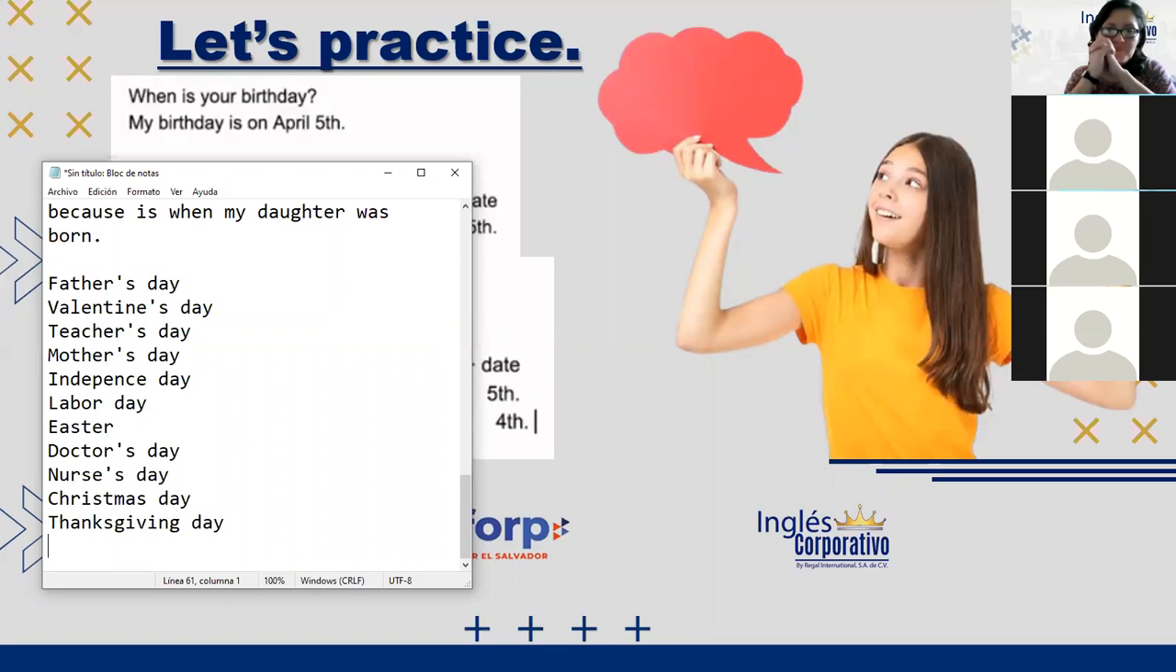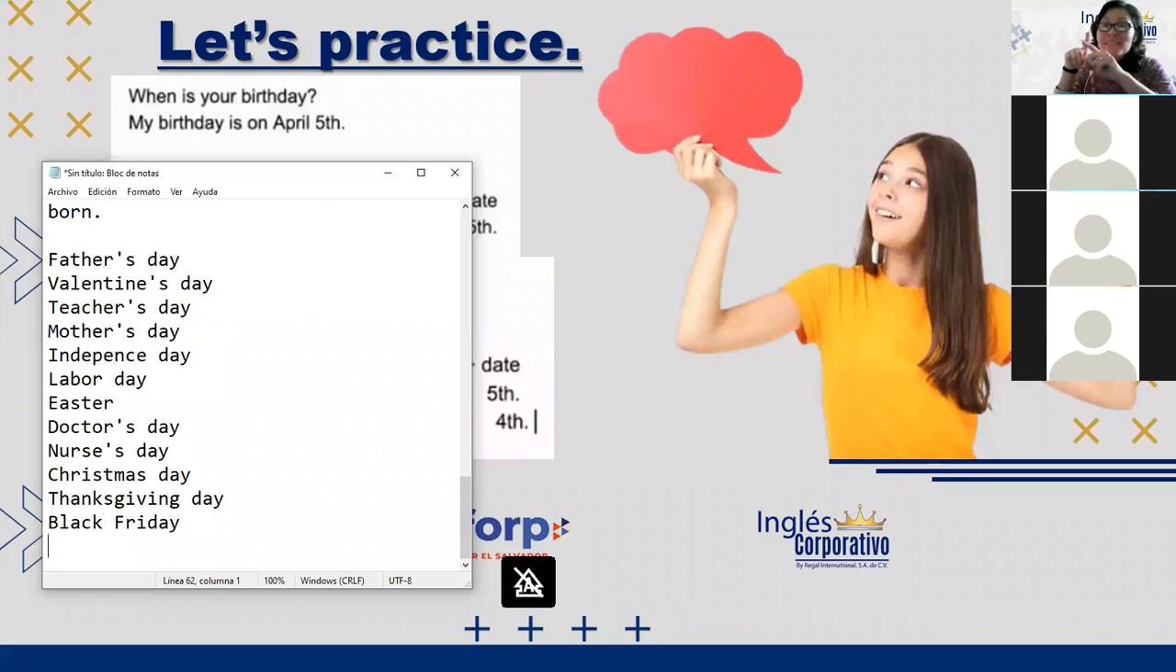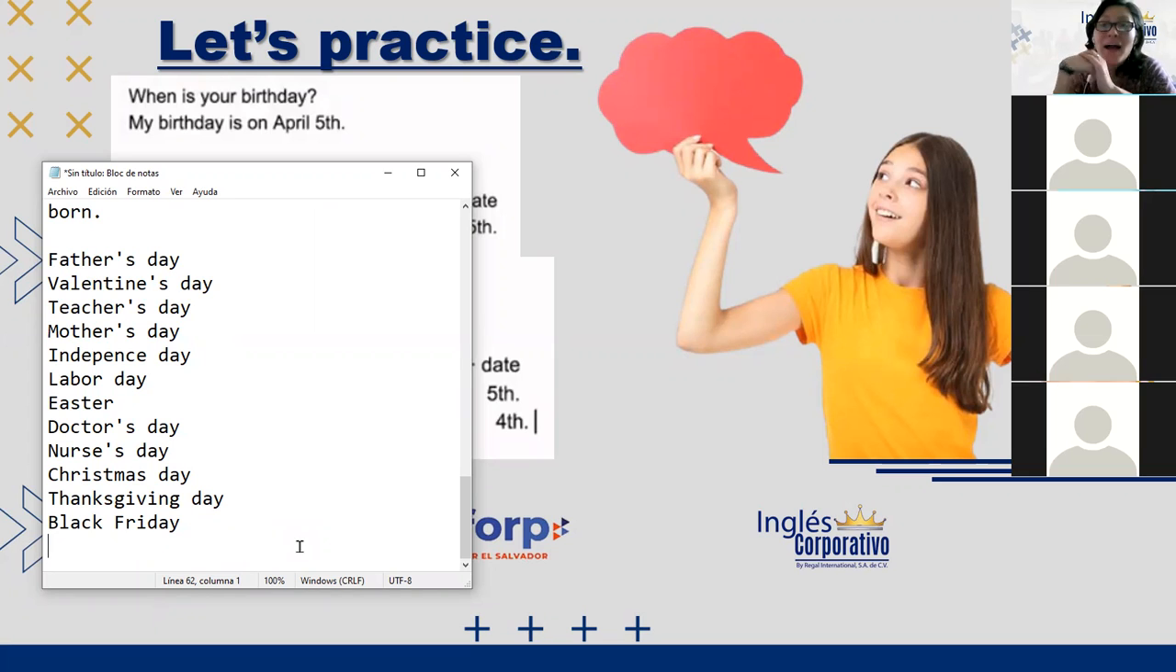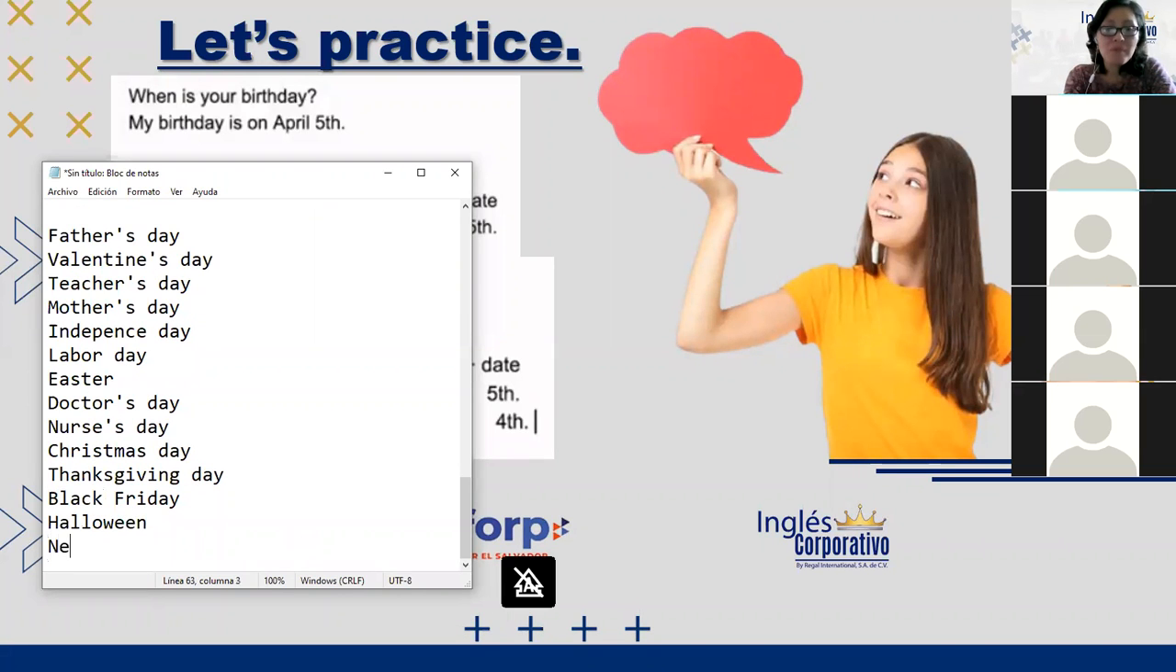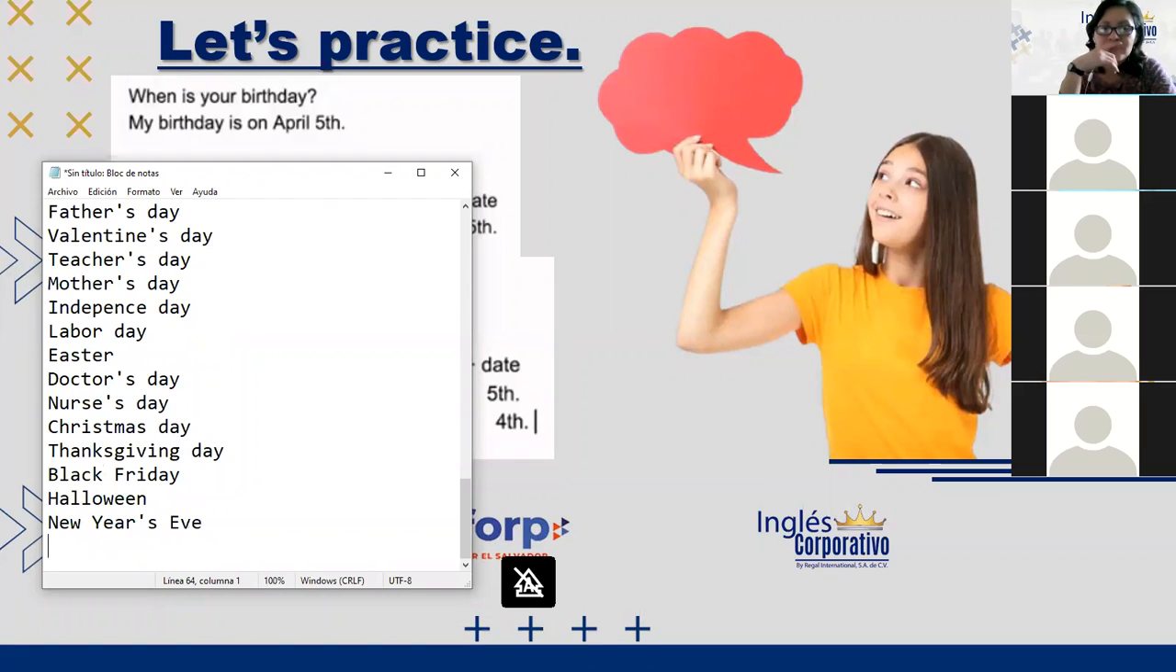What else? Black Friday, right? Which is right after Thanksgiving, right? So the day after Thanksgiving, we have Black Friday. Okay, very good. Halloween. Okay. What else? New Year. Muy bien. Se le llama New Year's Eve, ¿verdad? La víspera de Año Nuevo. Okay, very good. So, we have plenty.